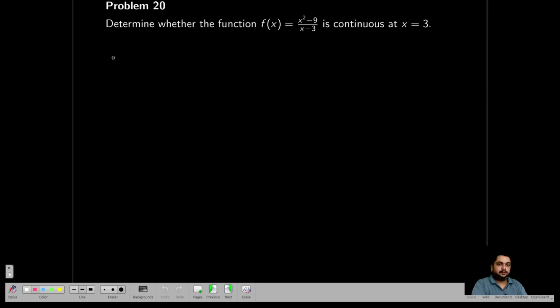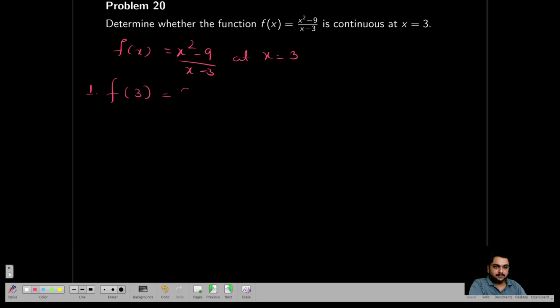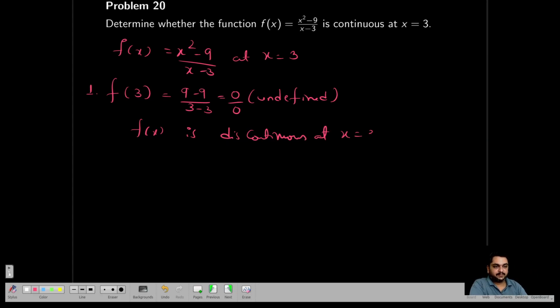Determine whether the function f of x equal to (x square minus 9) by (x minus 3) is continuous at x equal to 3. What is the first condition? F of 3 should be defined, that is 3 square is 9 minus 9 divided by 3 minus 3. This is 0 by 0, which is undefined. Hence, the curve f of x is discontinuous at x equal to 3. That's it.